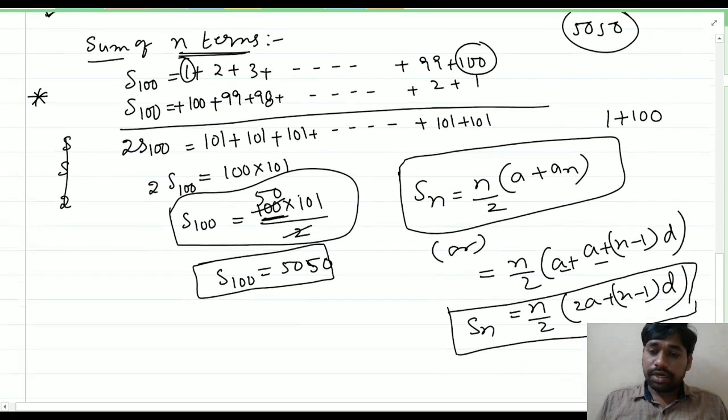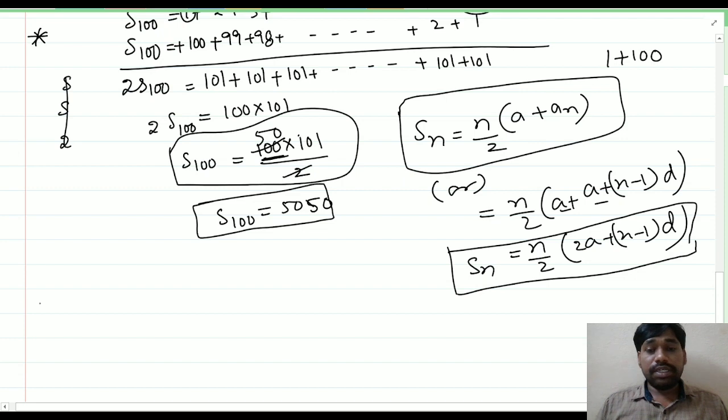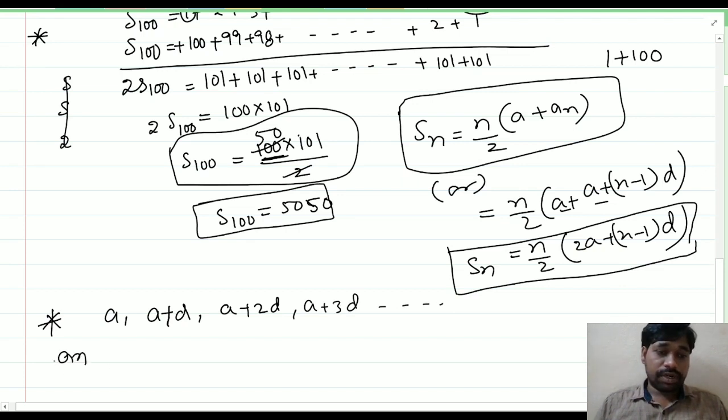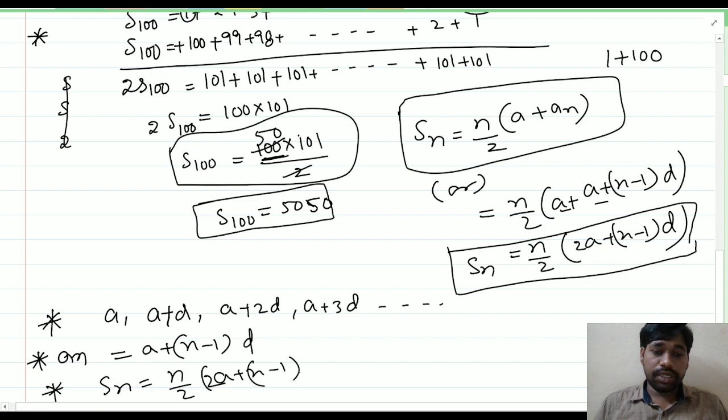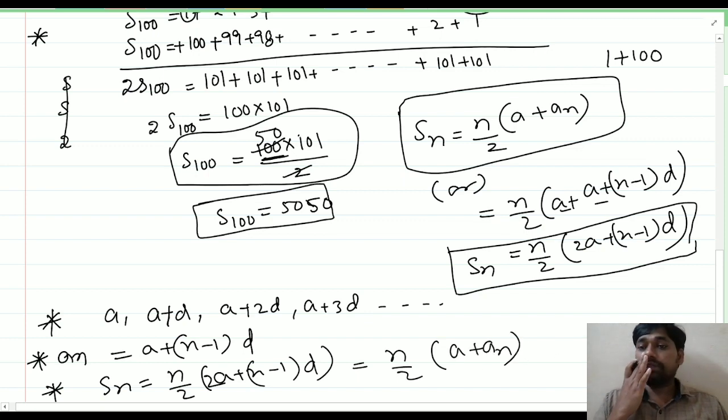So till now, first we learned what is meant by AP. It is a sequence of numbers where the common difference between any two successive numbers is the same, or a constant is added to a number to get the next number. Next, the formulas we learned: first, the general form a, a plus d, a plus 2d, a plus 3d and so on. Next, the nth term, a plus n minus 1 into d. Next, Sn is equal to n by 2 of 2a plus n minus 1 into d, or it is n by 2 of a plus an. In this way also we can write it. So these are the things we have learned.